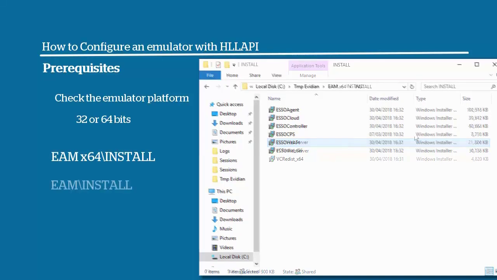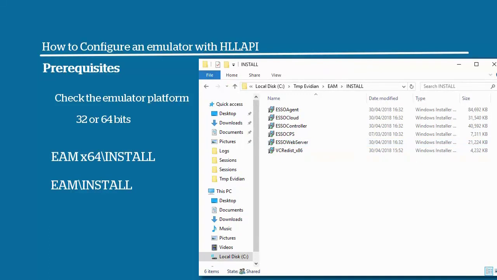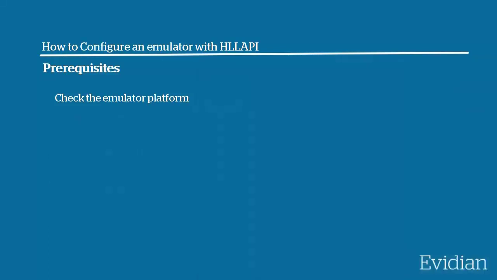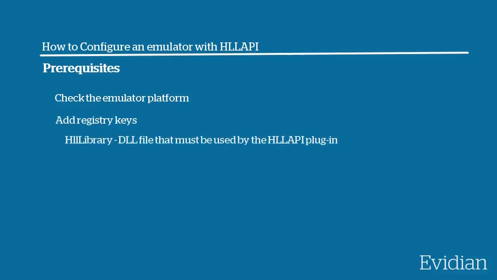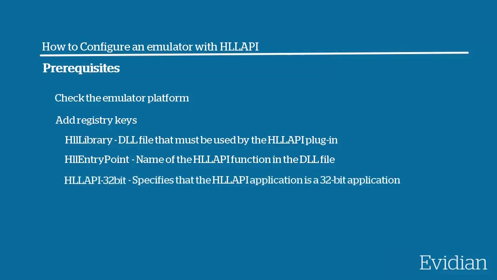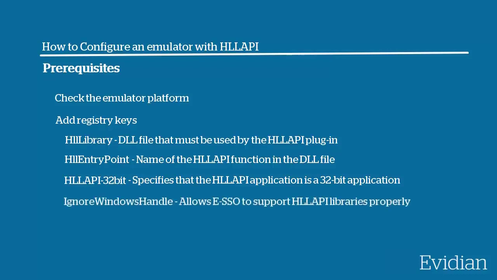Moreover, make sure you install the redistributables 32 bits by following this path. In order to link the EAM solution with the emulator enabled with HLLAPI, some registry keys can be added. The HLL library is a DLL file that must be used by the HLLAPI plugin. The HLL entry point describes the name of the HLLAPI function in the DLL file. The HLLAPI 32-bit specifies that the HLLAPI application is a 32-bit application.